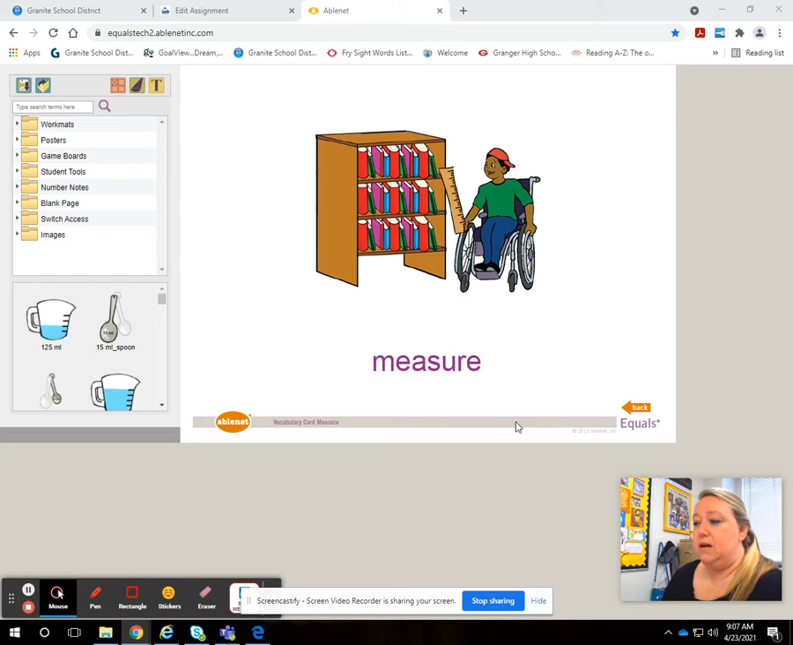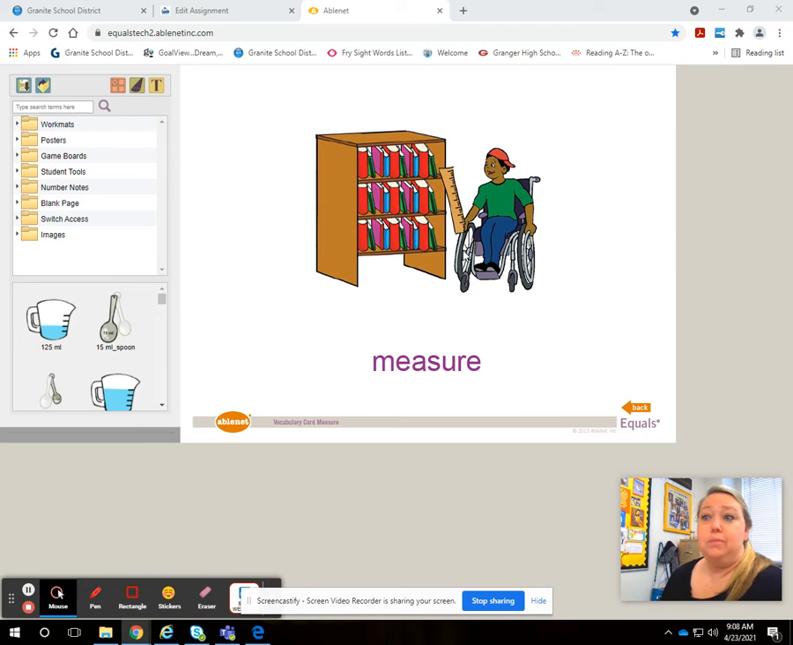I, of course, would not use a ruler. So here's our measure vocab word. And this young fella, he's holding a ruler. I would not use a ruler to measure how much water is in my cup, would I? Well, no, because I can't dump out water onto a ruler, right? And so that's what I'm talking about. We have to find the right tool to measure the right attribute, okay?